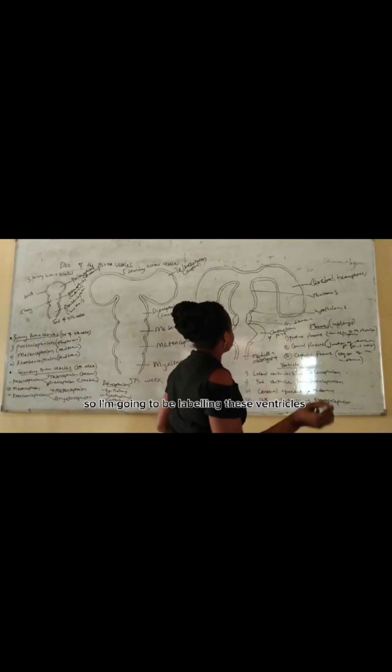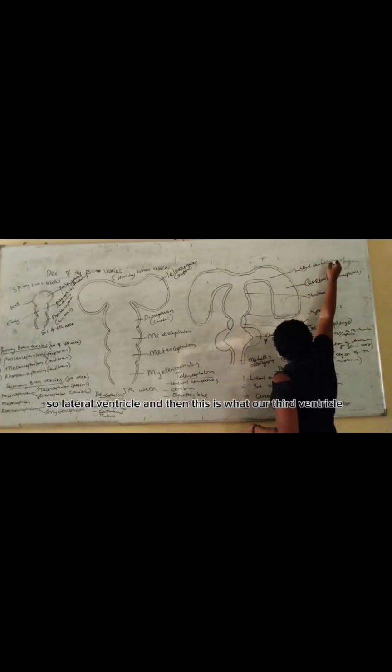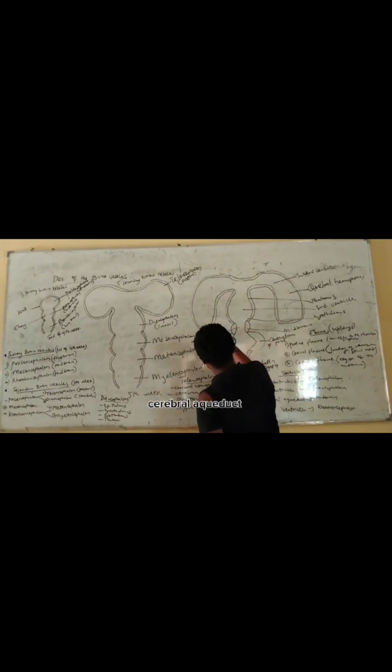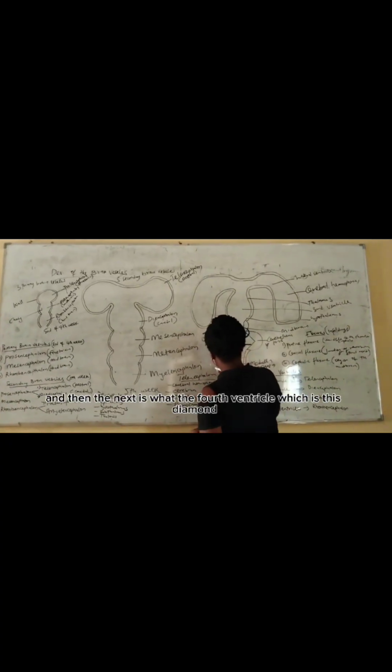So I'm going to be labeling these ventricles. The first one we have here is the lateral ventricle. And then this is our third ventricle, which is the ventricle of the diencephalon. And then the next we have the cerebral aqueduct. And then the next is the fourth ventricle, which is this almond-shaped structure, as you can see.